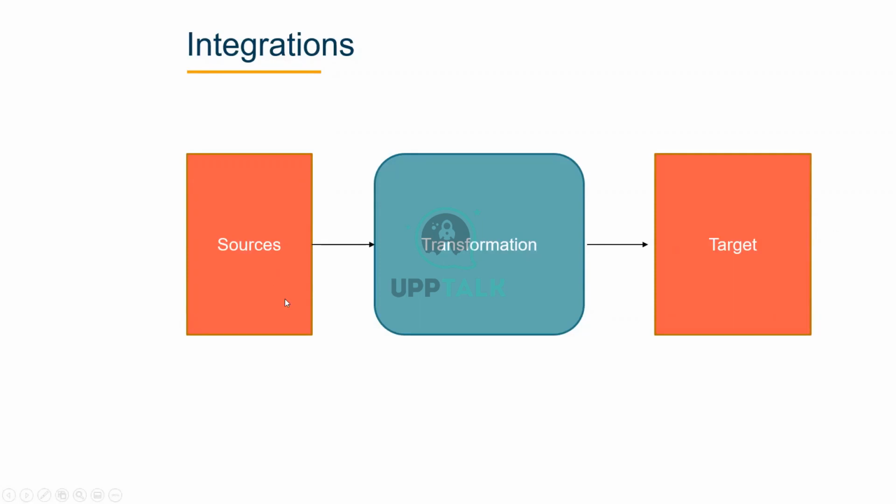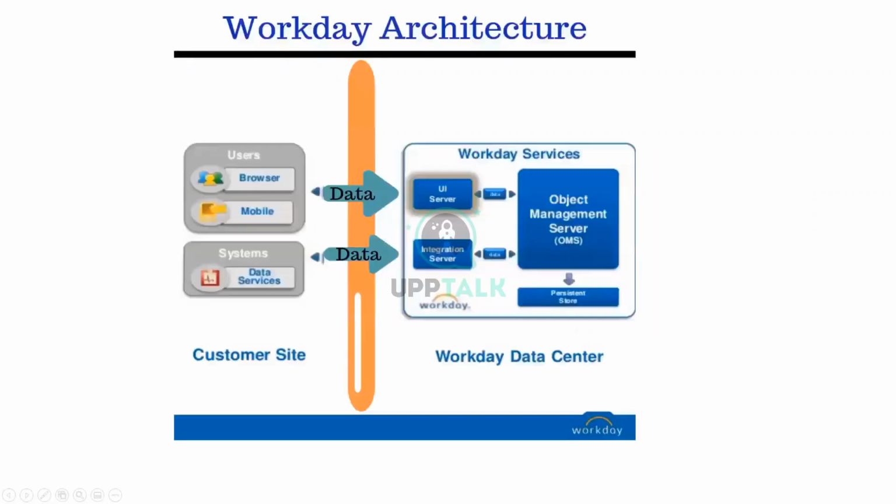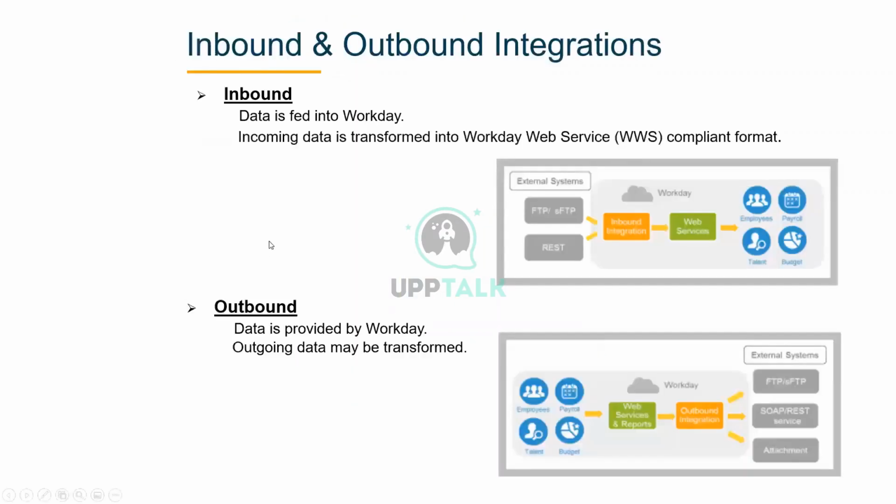Anything that's coming into Workday is called an inbound integration. Anything that's going out of Workday is called an outbound integration. We've already looked at it. Inbound data is fed into Workday. Incoming data is transformed into Workday Web Services compliant format. Outbound is data provided by Workday, and data is outgoing to be transformed into any other format that they need. Some examples here.